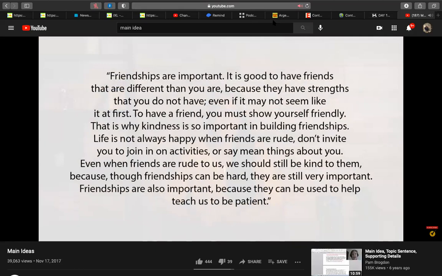That's why kindness is so important in building friendships. Life is not always happy when friends are rude, don't invite you to join in on activities, or say mean things about you. Even when friends are rude to us, we should still be kind to them because though friendships can be hard, they're still very important. Friendships are also important because they can be used to help teach us to be patient.